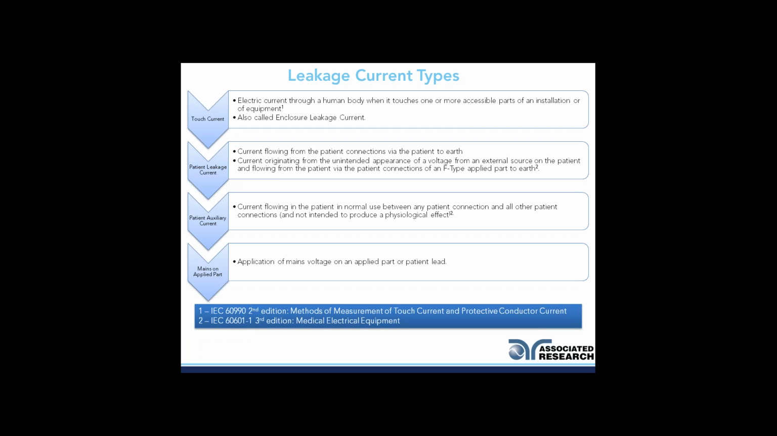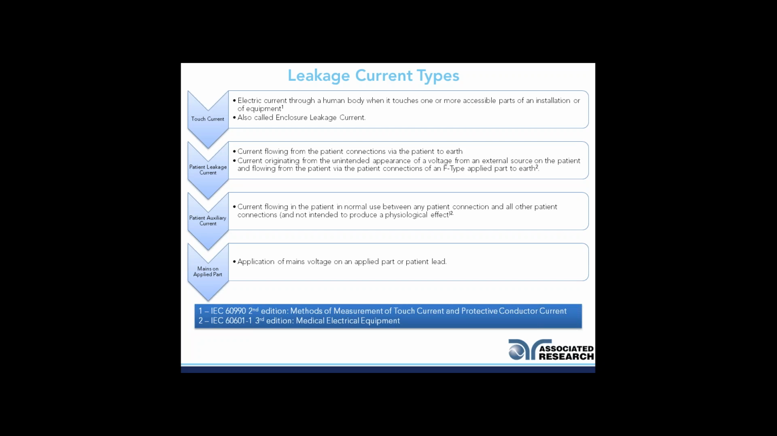A patient auxiliary is a similar test, but this time we're measuring between two separate patient leads. So if your product had more than one patient lead, and you wanted to measure the actual flow between the two patient leads, your current requirements will fall under patient auxiliary.